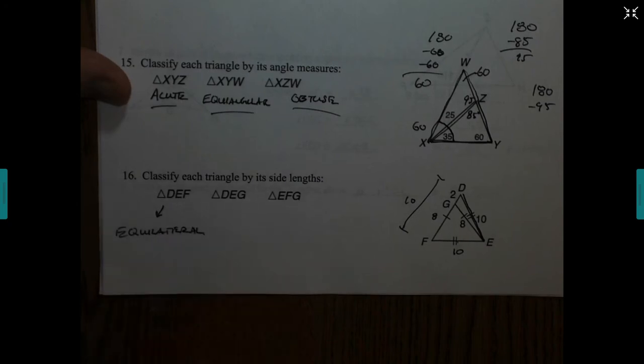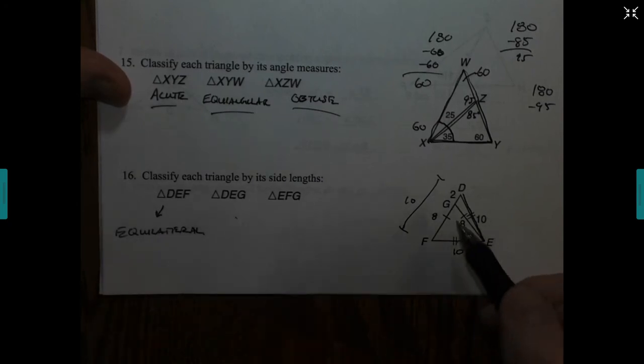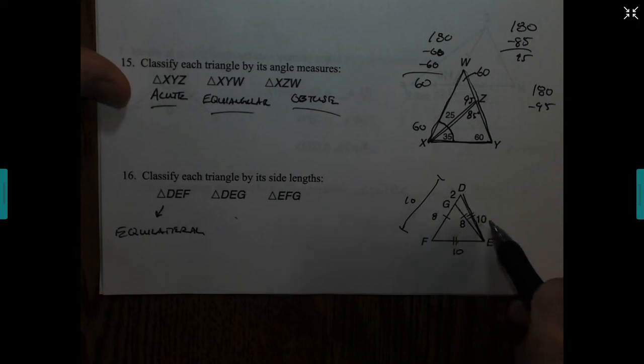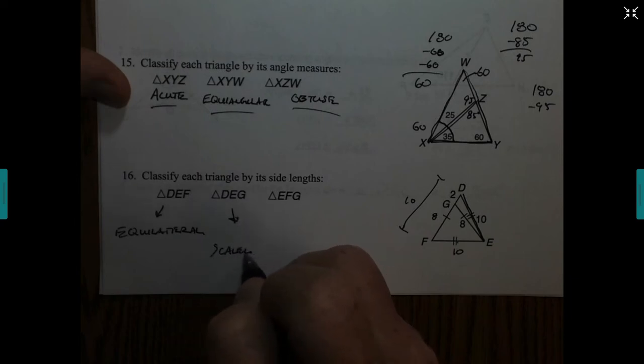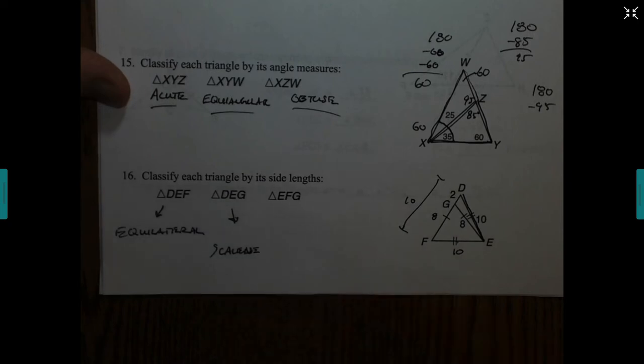These are all in your notes. DEG, that's this tiny little one. One of the sides is 2, one's 8, one's 10. They're all different. That's called scalene. Scalene, spell it right.